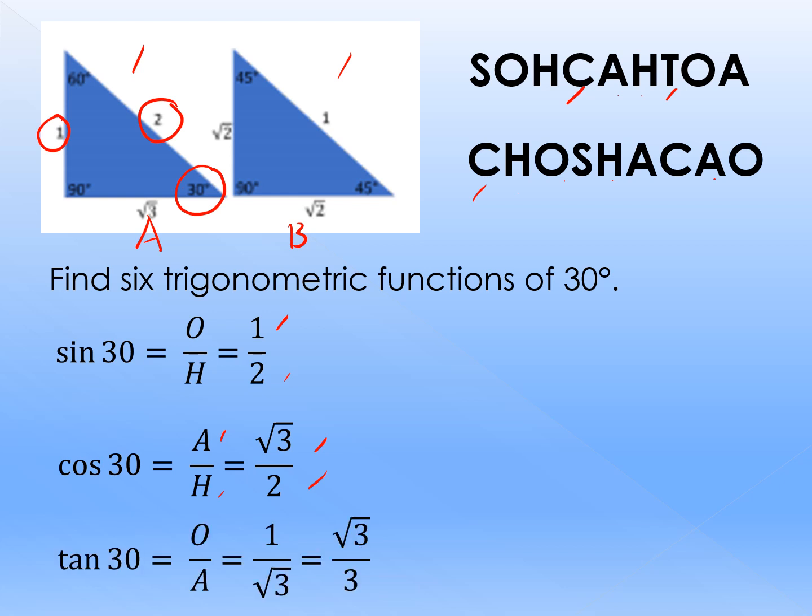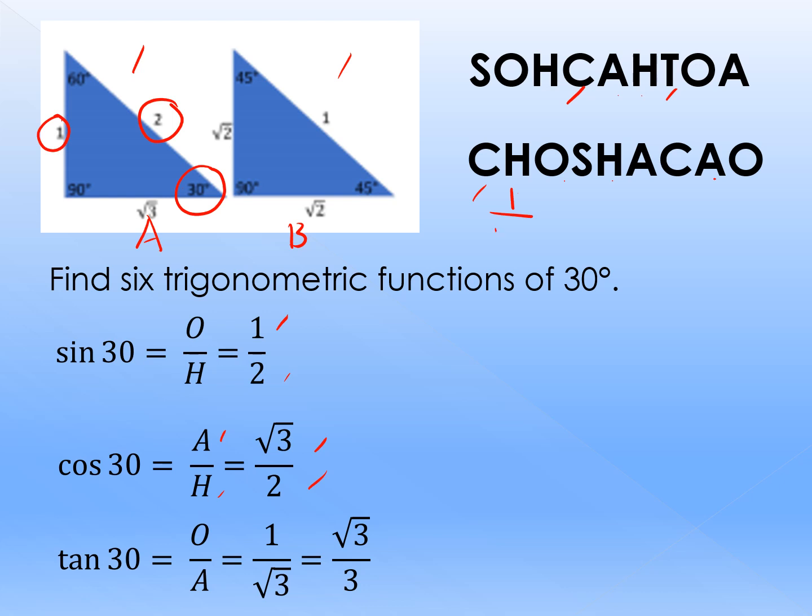For tangent 30 degrees, we're going to use opposite over adjacent. Again, the side opposite to 30 degrees has a measurement of 1, and the side adjacent to 30 degrees has a measurement of square root of 3. Therefore, we're going to have 1 over square root of 3. But why does it become square root of 3 over 3? Because we rationalize the denominator.